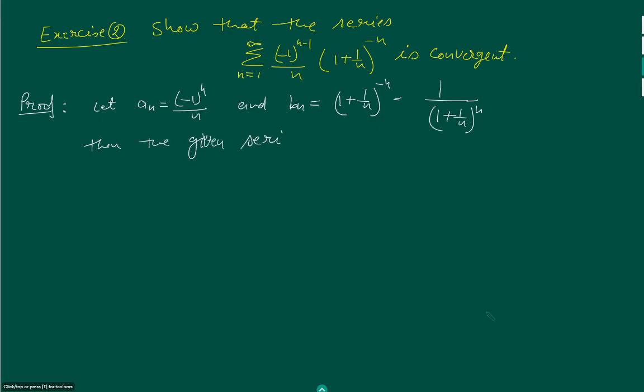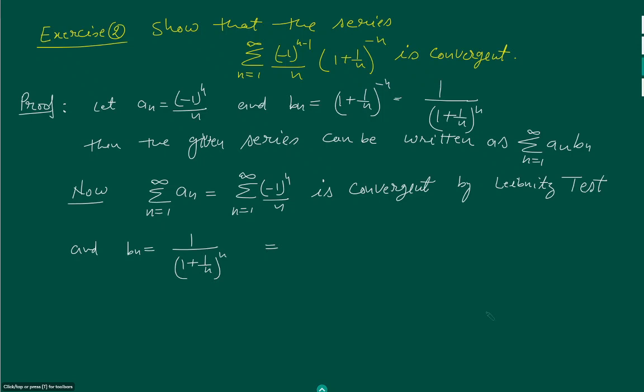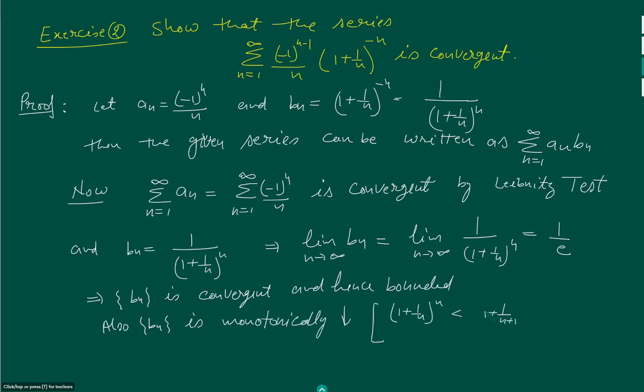Then the given series can be written as summation a_n b_n, n varies from 1 to infinity. Now this series summation (-1)^(n-1) over n is convergent because of Leibniz test. And what about b_n? If you take the limit of b_n as n tends to infinity, this limit is 1 over e. So the sequence b_n is convergent, and since it is convergent, it is bounded. Also b_n is monotonically decreasing.